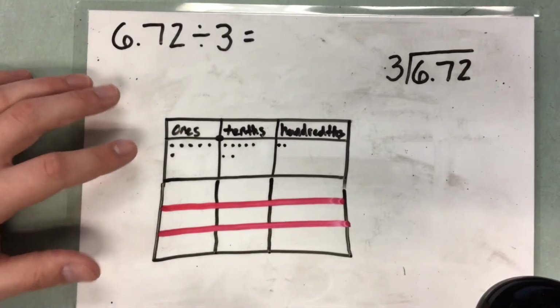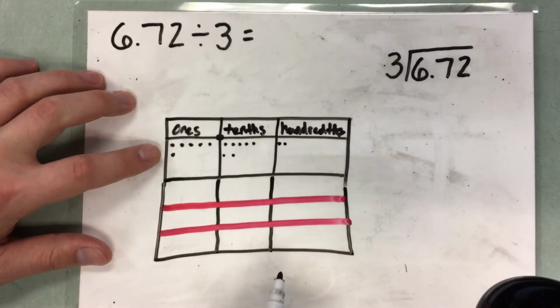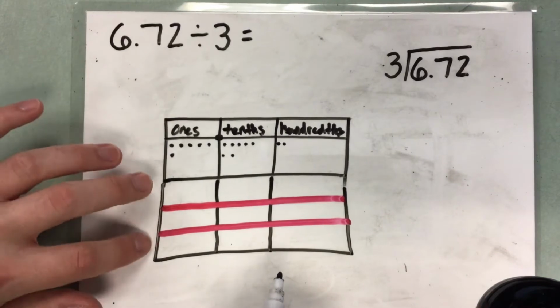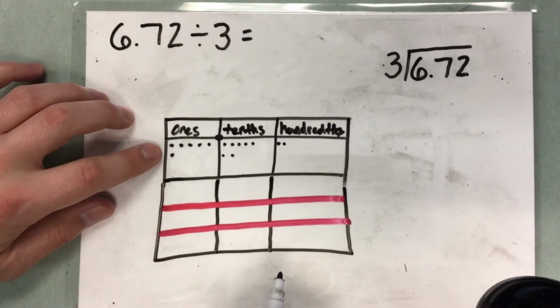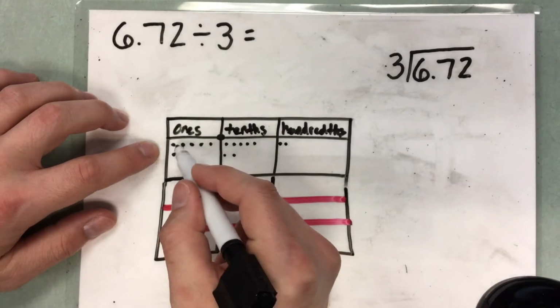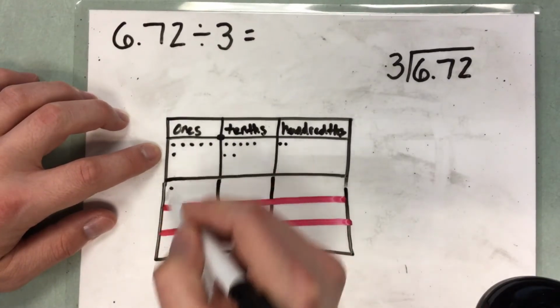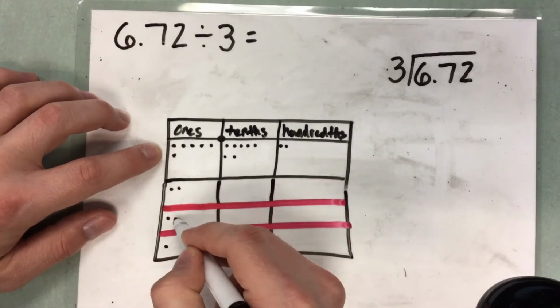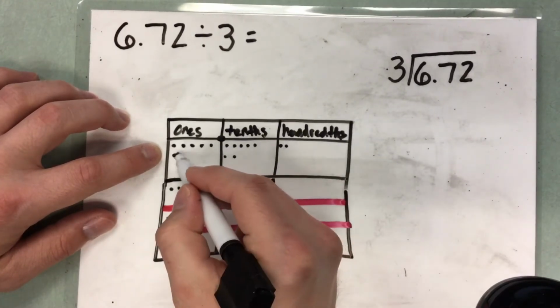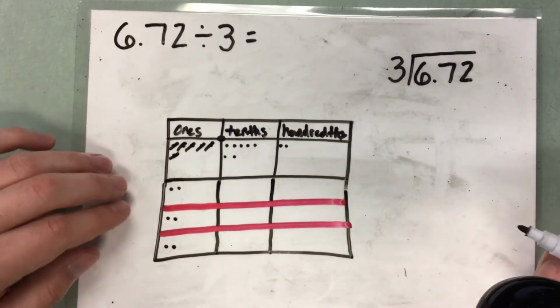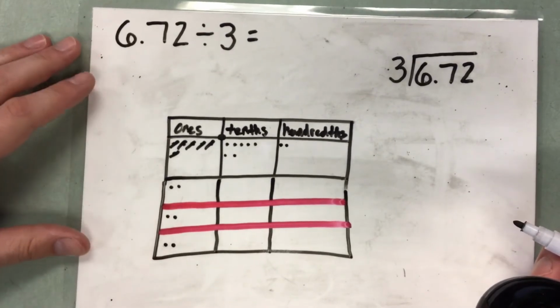All right, I'm going to start with my biggest place value, which is ones, and I have 6 ones. I'm going to divide them into 3 equal groups. So how many ones will go into each group? That's 2. So this dot will go here, this dot will go here, this dot will go here. This dot will go here, this one goes here, and that one goes there. Now that we've divided them, we're going to mark them off because we've shared them. We've now shared them here with our groups.